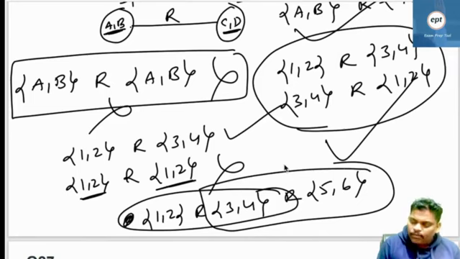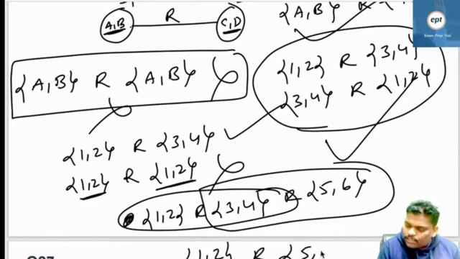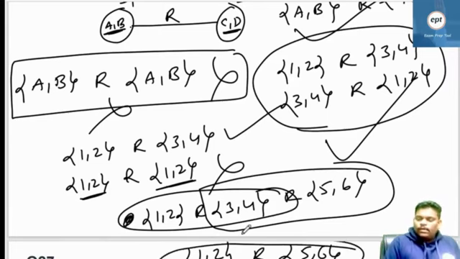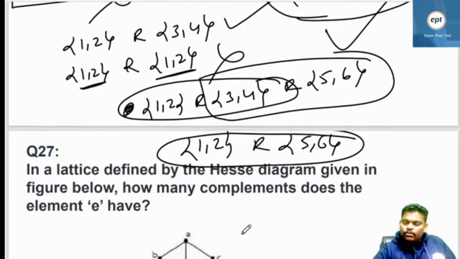{1,2} is related to {3,4}. {3,4} is related to {5,6}. Then I can say {1,2} is related to {5,6}. Is it right or wrong? {1,2} related to {3,4}, no common element. {3,4} related to {5,6}, no common element. Then {1,2} related to {5,6}. See, two sets are related if their intersection is phi.